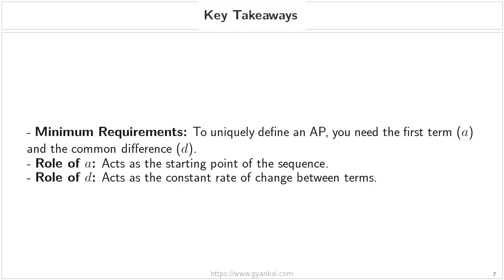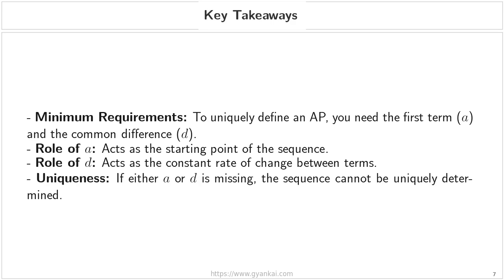Now let's look at the specific roles these 2 components play. Think of the first term, A, as your anchor. It acts as the starting point or the initial value of your sequence. Without it, we don't know where to begin. On the other hand, the common difference, D, acts as the constant rate of change between terms. It tells us the direction and the magnitude of our movement, whether the sequence is increasing, decreasing, or staying constant, just like we saw in our savings plan example.